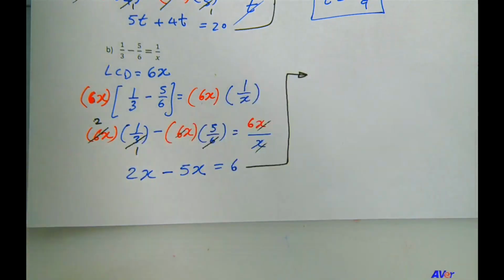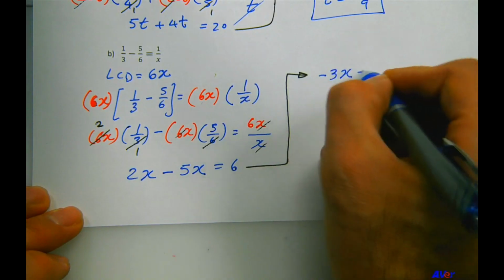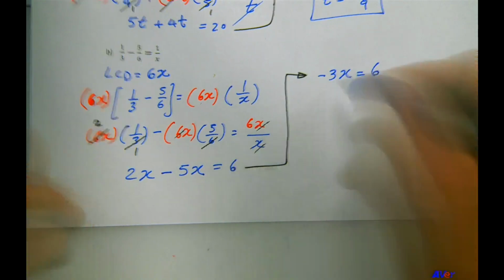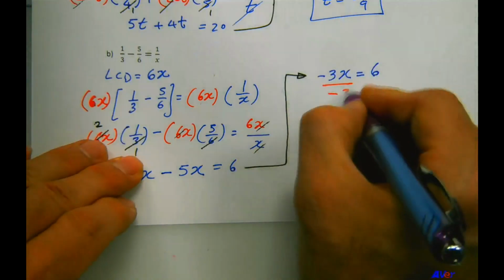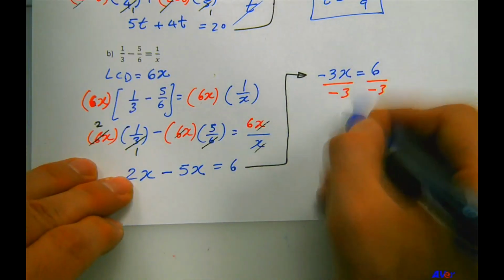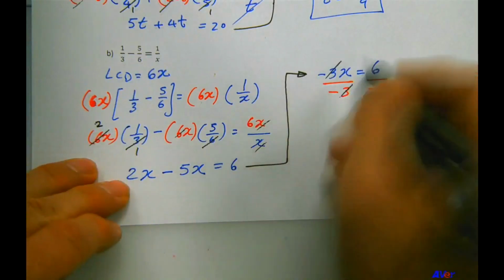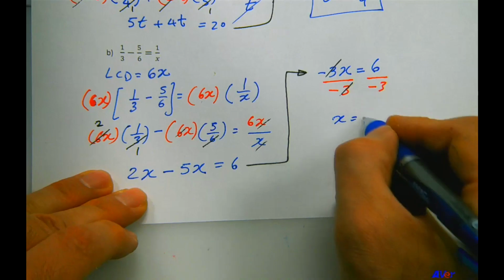So what do we have now? 2x minus 5x, it's minus 3x equals 6. Is x isolated yet? No. Why not? Because we have a negative 3 next to it. So how do we get rid of the negative 3 to isolate x? We divide both sides by negative 3. So we have x equals 6 over minus 3, which is minus 2.